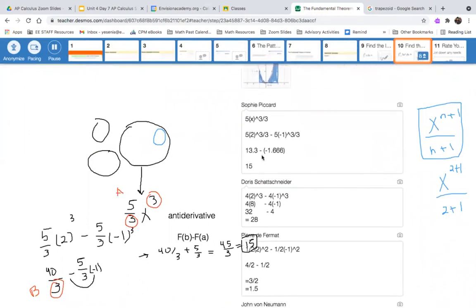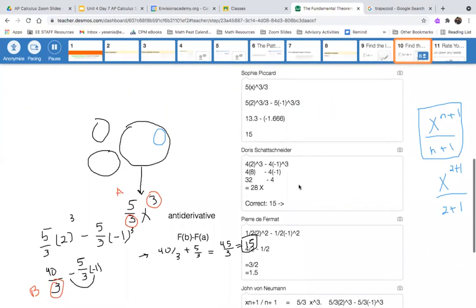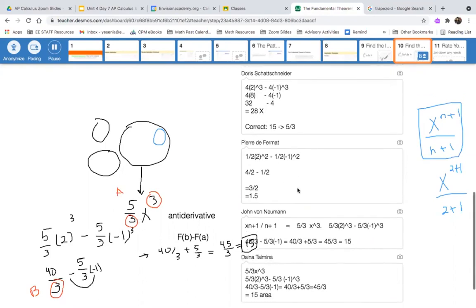Okay, so I see Sophie Pickard got 15. Doris did not get 15. So it looks like what Doris needs to do, I think the only difference was that I had it divided by 3 or something in the initial round, and then the 4 needs to turn to a 5. Okay, awesome. And then Pierre de Fermat used the old antiderivative formula that was for the prior function. Because we have a new function, you had to find a new antiderivative, so you want to just adjust that formula.